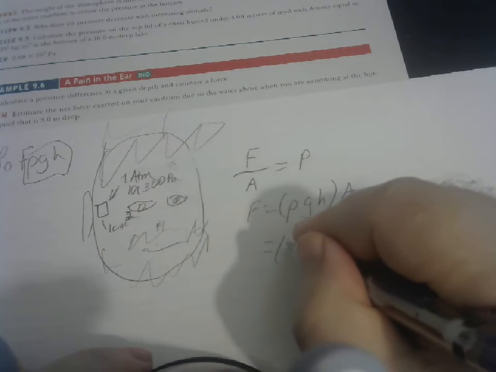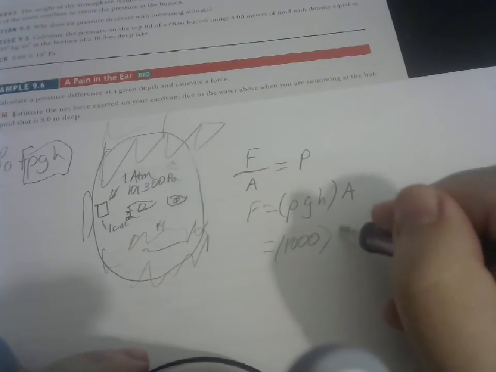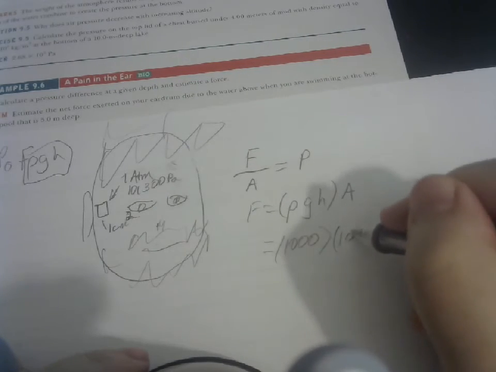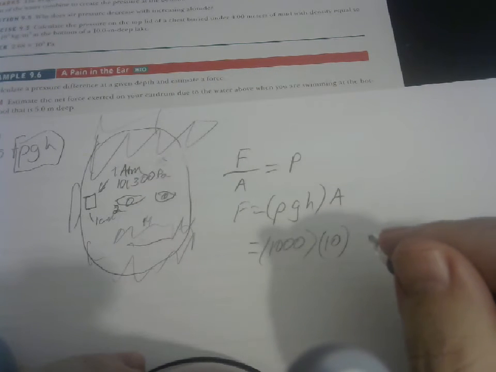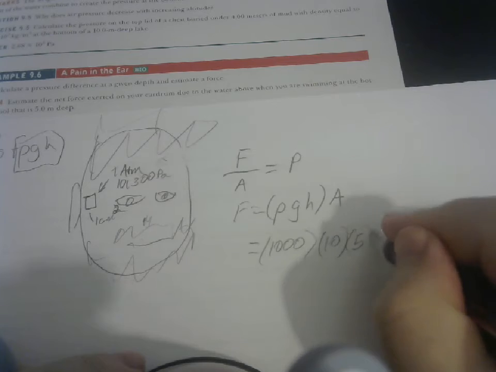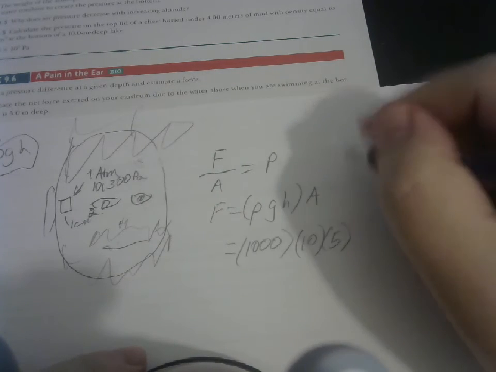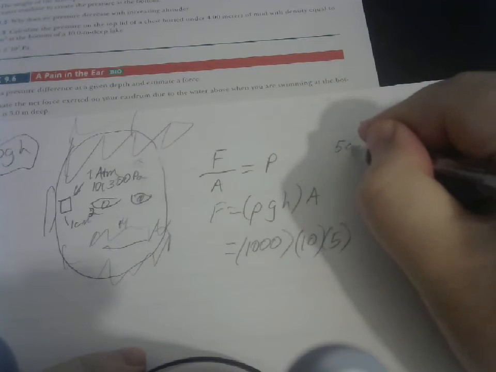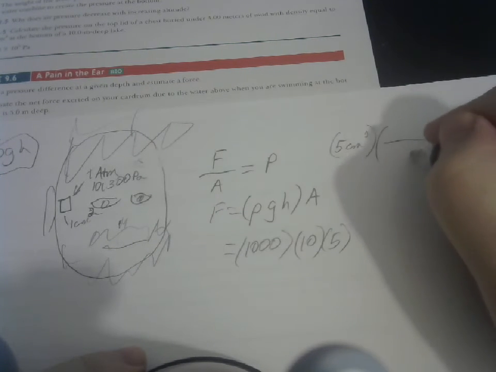So the density of water is 1,000. It says estimate, so we don't have to use the correct number for G. We can just change it to 10, and then we'll use 5 for the depth. And the area, well, what is that area? 5 centimeters squared, and we want that in meters.